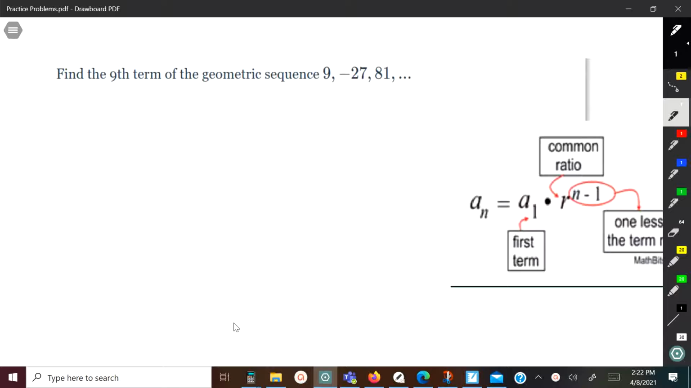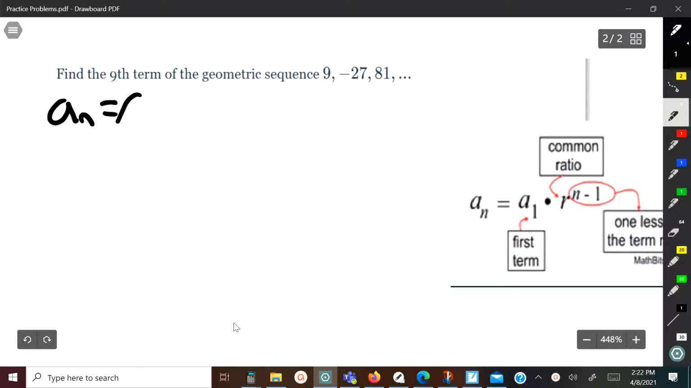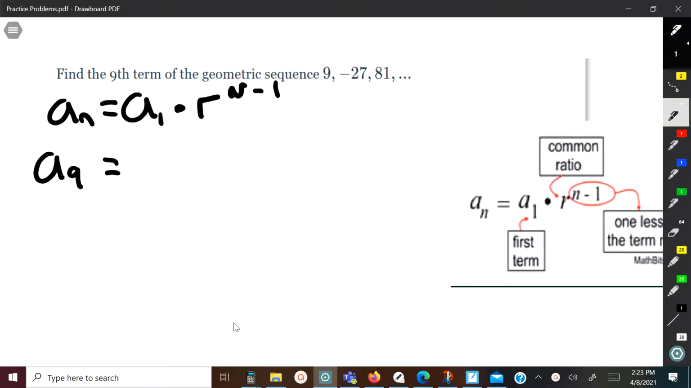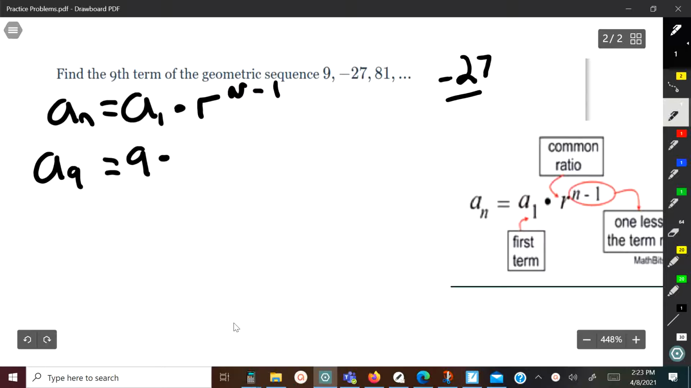Okay, let's go ahead and work this out. The first thing I'm going to do is write the formula here: a sub n is equal to a sub 1 times r raised to the n minus 1. Since we're looking for the 9th term, a sub 9, a sub 1 is the first term, which is 9, times r, our common ratio. That's going to be negative 27 divided by 9, which is negative 3. You could also do 81 divided by negative 27, and that gets you negative 3.